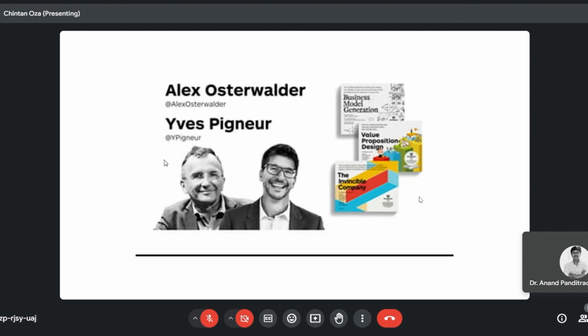Together they have got a couple of other books also which are famous and popular, but the first book they jointly wrote was Business Model Generation, and this is where they have explained BMC at length. They also conduct courses on their website, and they have got a detailed course about BMC.